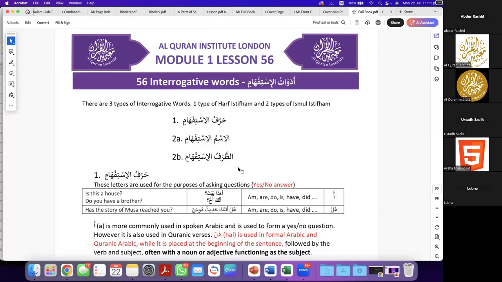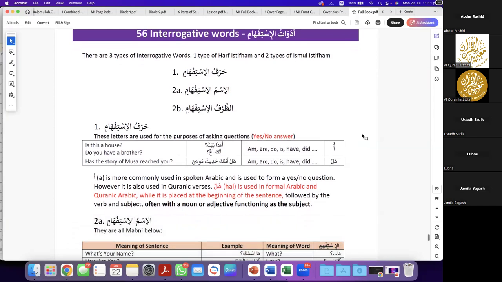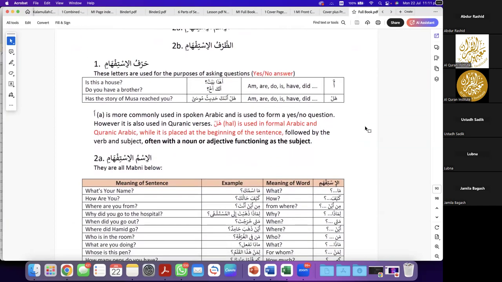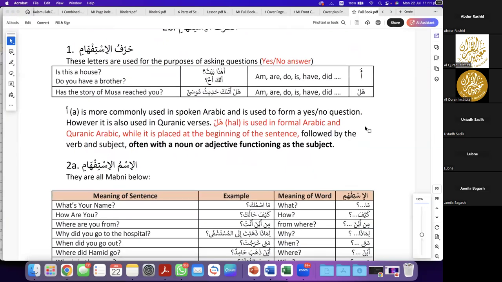So first is harful istifham. As you know, when we learned at the beginning of the course the different types of words, the different types of kalima, harf is one of them. Harf, of which the plural is huruf, when it comes to istifham, meaning questioning or interrogation, for harf al-istifham, you'd expect the response to the question to be either yes or no. In harf al-istifham, there are 2. First one is hamza, as you can see.